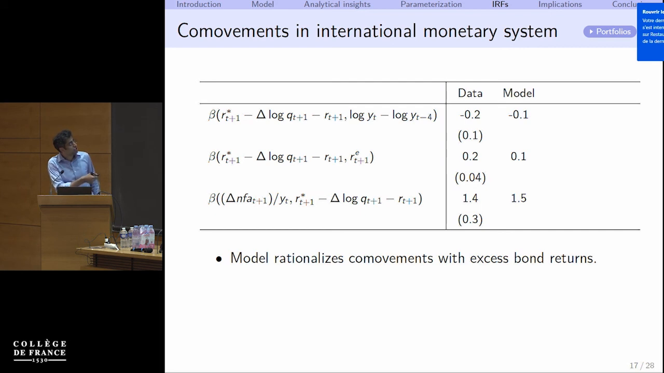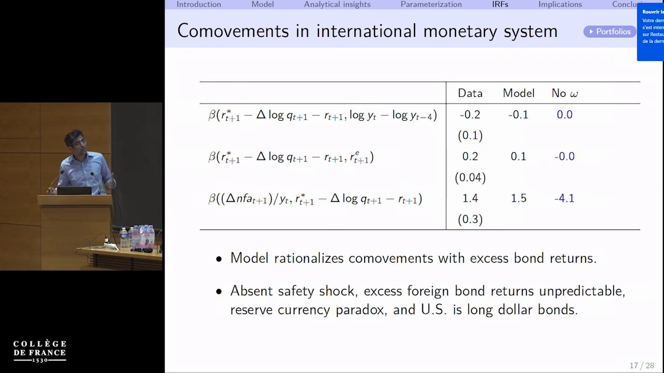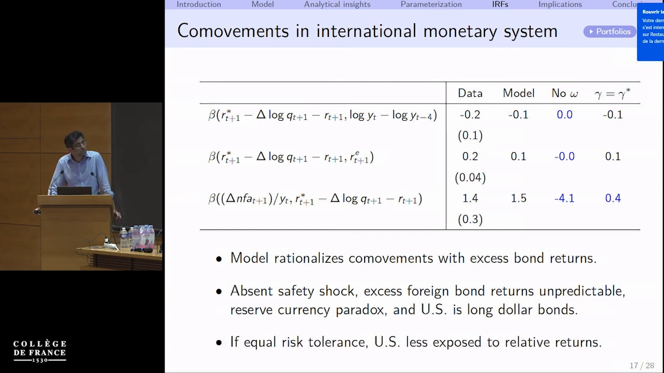This is the contemporaneous correlation between excess foreign bond returns and the return on equity. This is positive. That is, when equities are doing well, foreign bonds earn a lot of money versus dollar bonds. And this is the contemporaneous correlation between US net foreign assets and excess foreign bond returns. This is positive because the US is effectively borrowing in dollars and going long foreign currency. The model generates these co-movements both qualitatively and quantitatively. If we didn't have safety shocks, you would get, in some cases, directionally the wrong co-movements. This is a manifestation of the reserve currency paradox. If we didn't have differences in risk aversion, in particular, you would miss on the co-movement of net foreign assets. There would not be enough scope for risk sharing across borders.